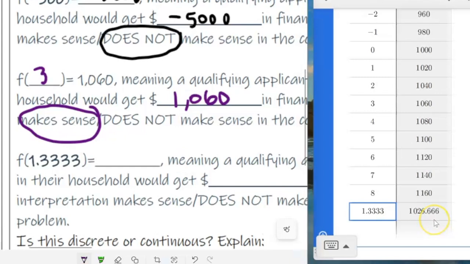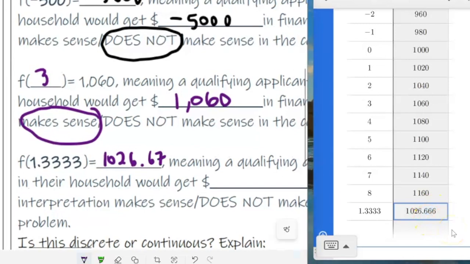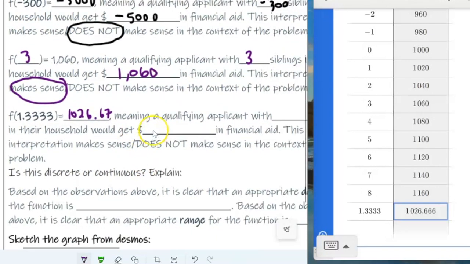That is 1026 point, and money has just 2 numbers, right? So it's 66, but this 6 is going to make that one to a what? A 7. So this is 67 cents. So that's $1,026.67.